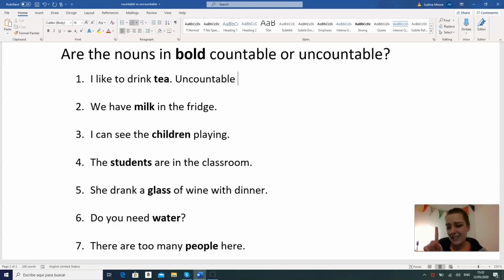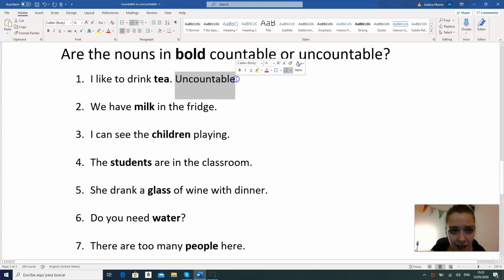Uncountable. 1 tea, 2 tea? No. I like to drink tea. A little tea, a lot of tea. You cannot use numbers. No numbers with tea. So it is uncountable.